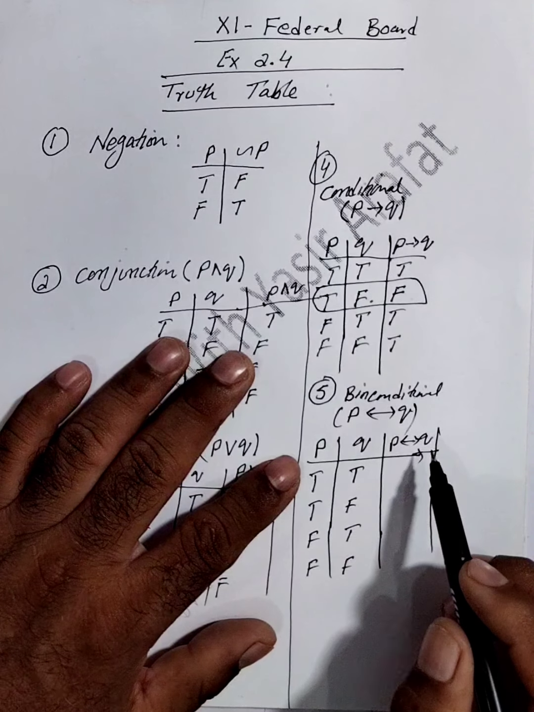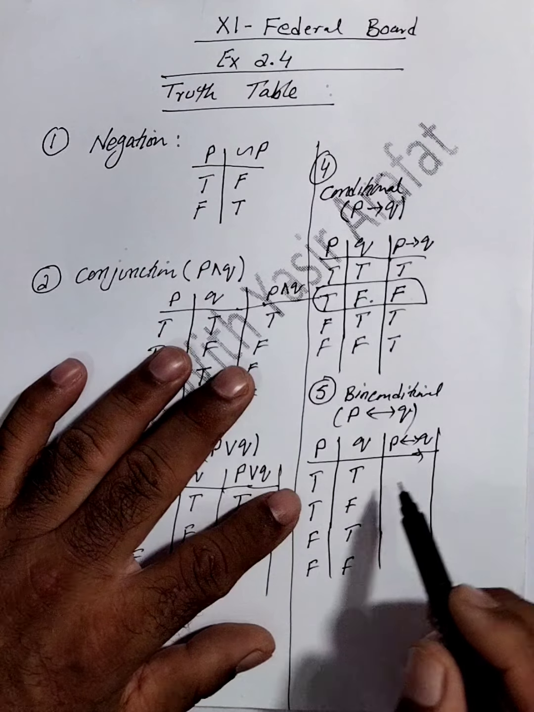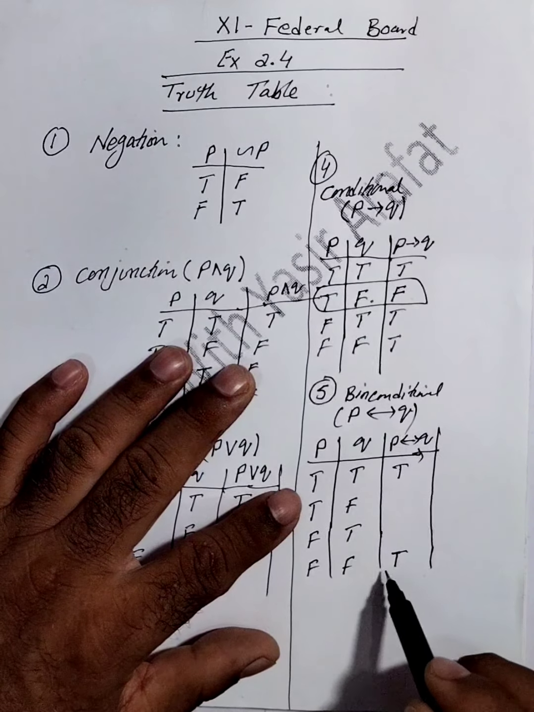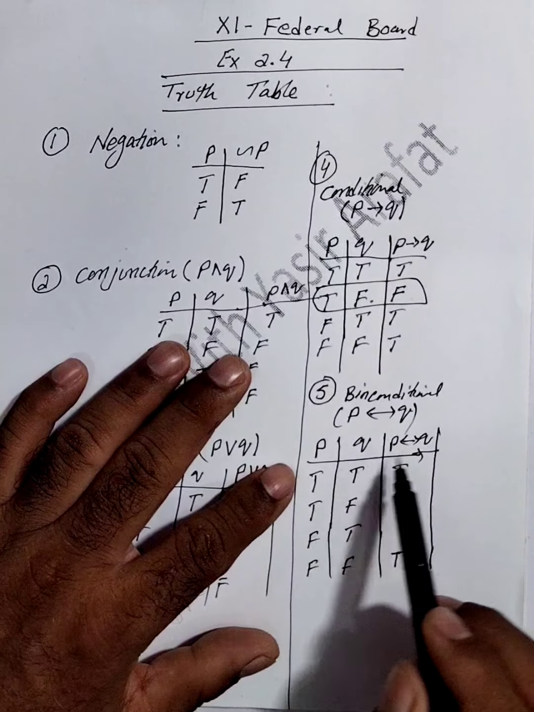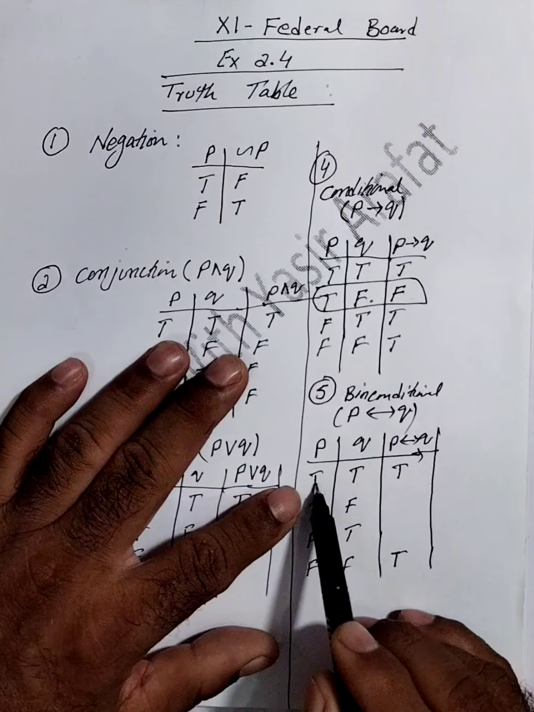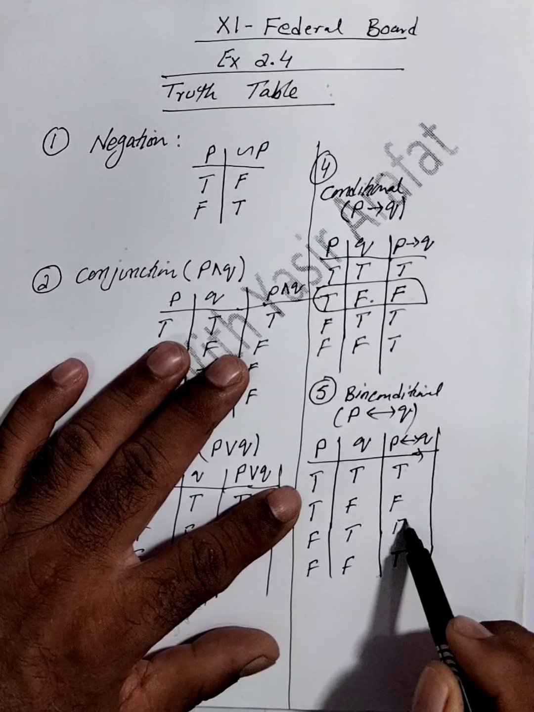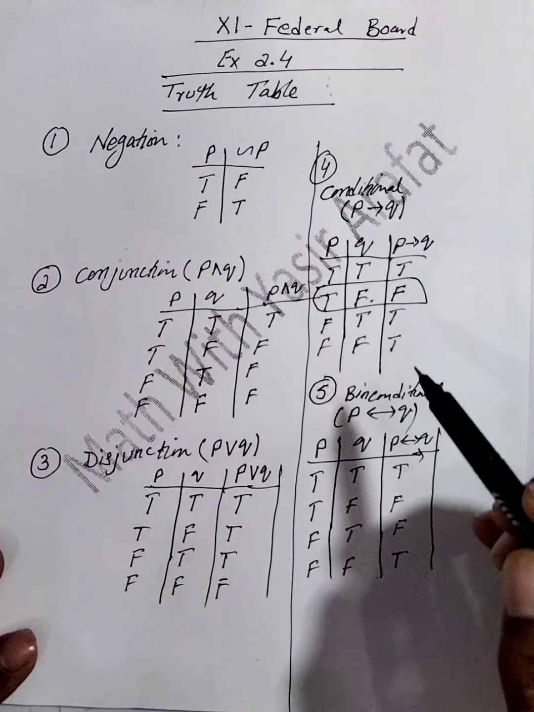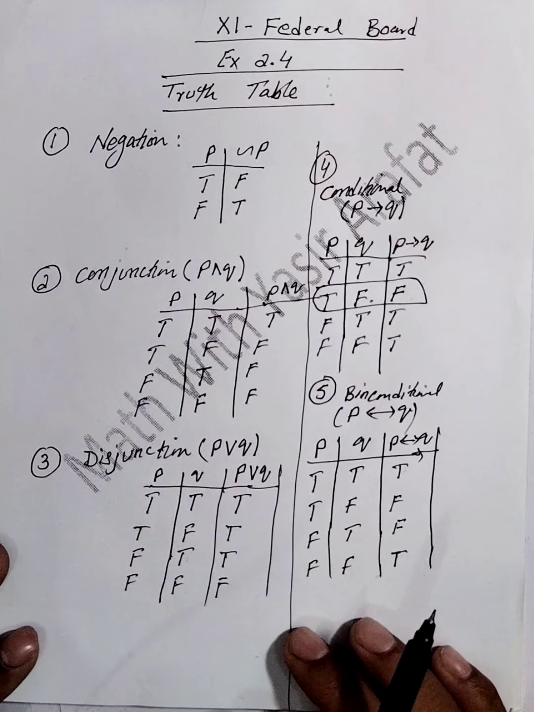Biconditional statement will be true if both P and Q are true or both are false. Remember that in biconditional statement, P implies Q, the statement will be true if P and Q both are true or both are false and the remaining all are false. This is the biconditional statement. So when we have to construct the truth table, we are supposed to keep these 5 points in our mind, then we are able to construct the truth table here.